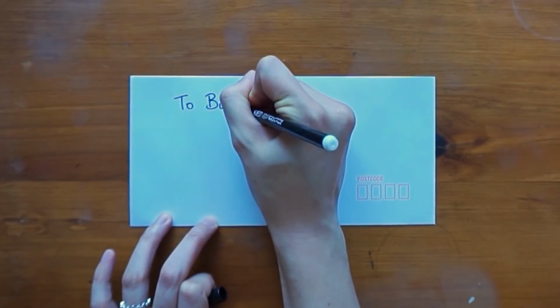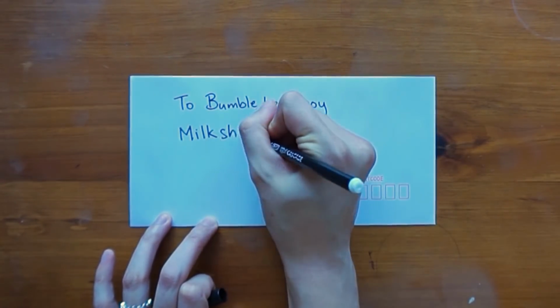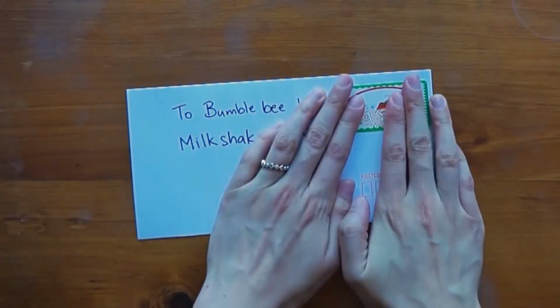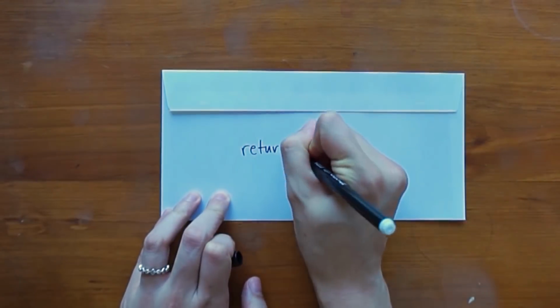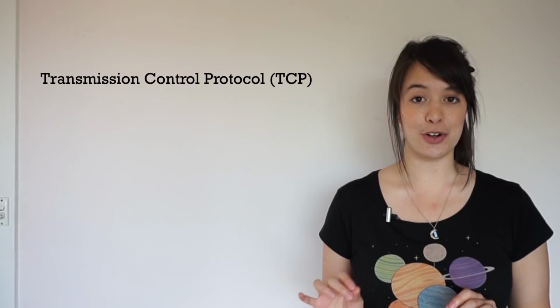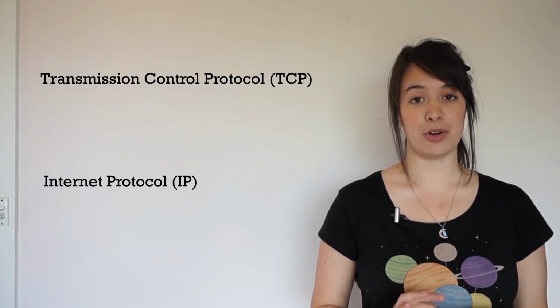The protocol for sending a letter in the mail is to write who and where the letter is addressed to, stamp it, and send it off, sometimes with a return address. The internet protocols just ensure that all the communication between devices goes smoothly. There are actually so many different protocols that make up the internet because it's so huge and complicated, so we're just going to focus on the two main big ones: the transmission control protocol and the internet protocol.